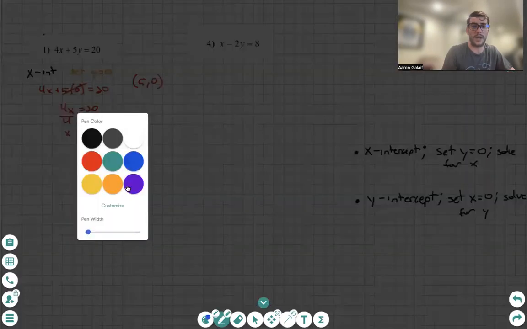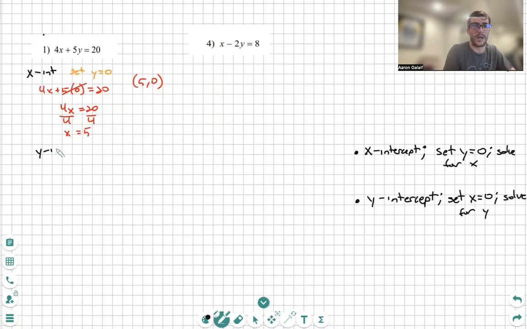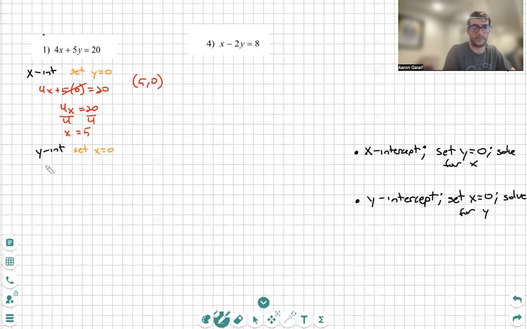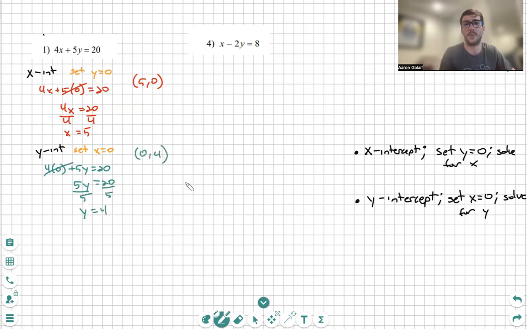Next, we're going to solve for y. So for the y-intercept, we set x equal to 0, and we're going to solve 4 times 0 plus 5y equals 20. 4 times 0 is going to go away. We're going to rewrite 5y equals 20. We will divide by 5 on both sides. y equals 4. We will rewrite as a coordinate point, xy, (0, 4). That's the y-intercept. That's the x-intercept. That's it. And now we just graph.